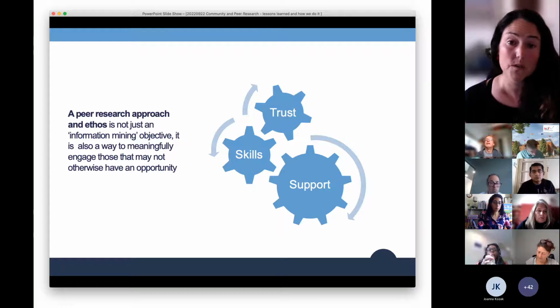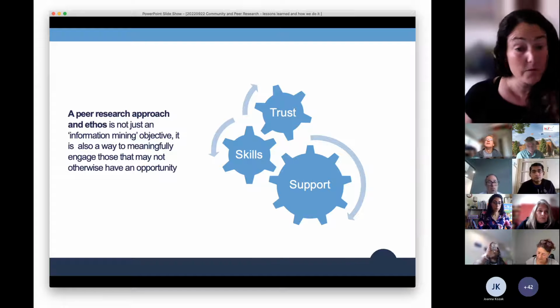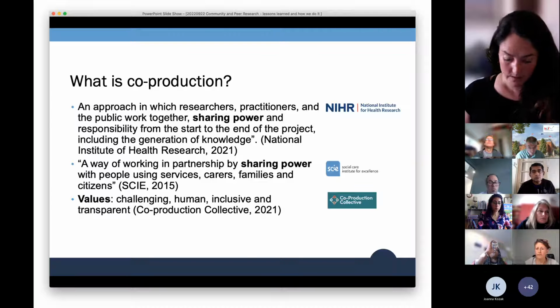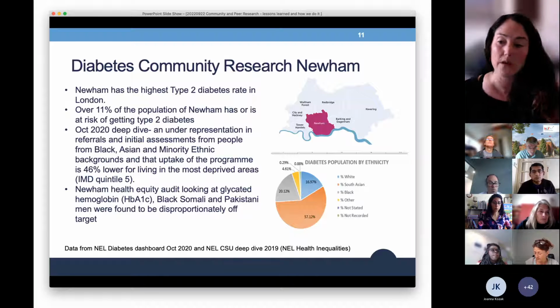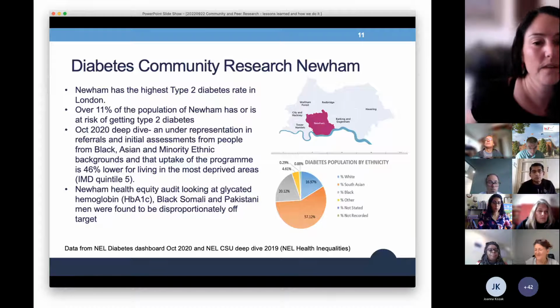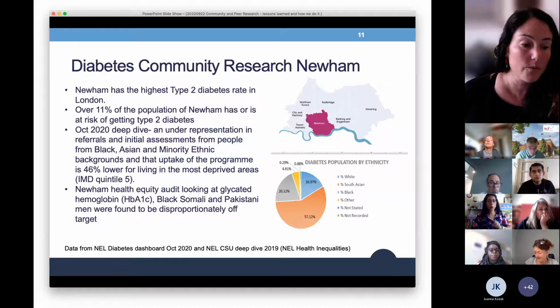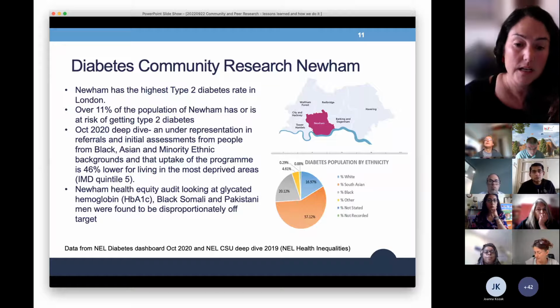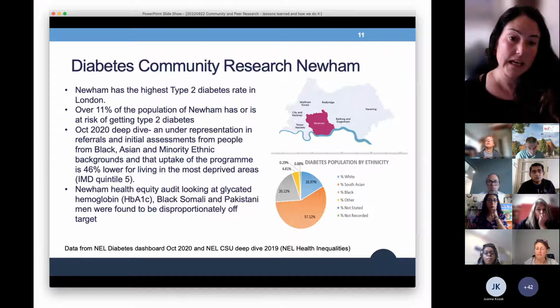So providing support to enable people to be involved, really. And co-production. I'll explain the co-production bit without that slide there. The idea of co-production is really around trying to understand ways that we can work collaboratively.